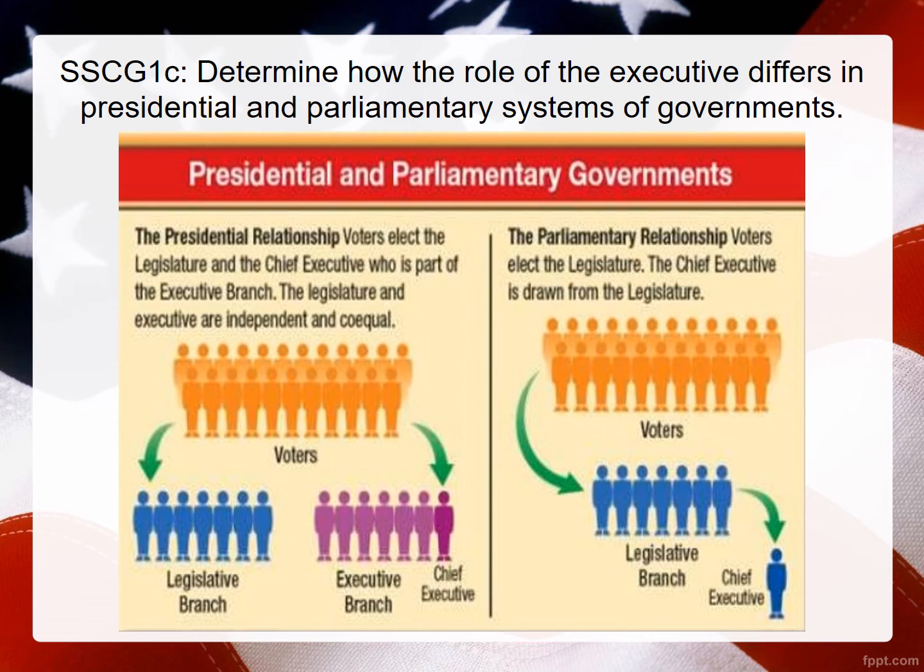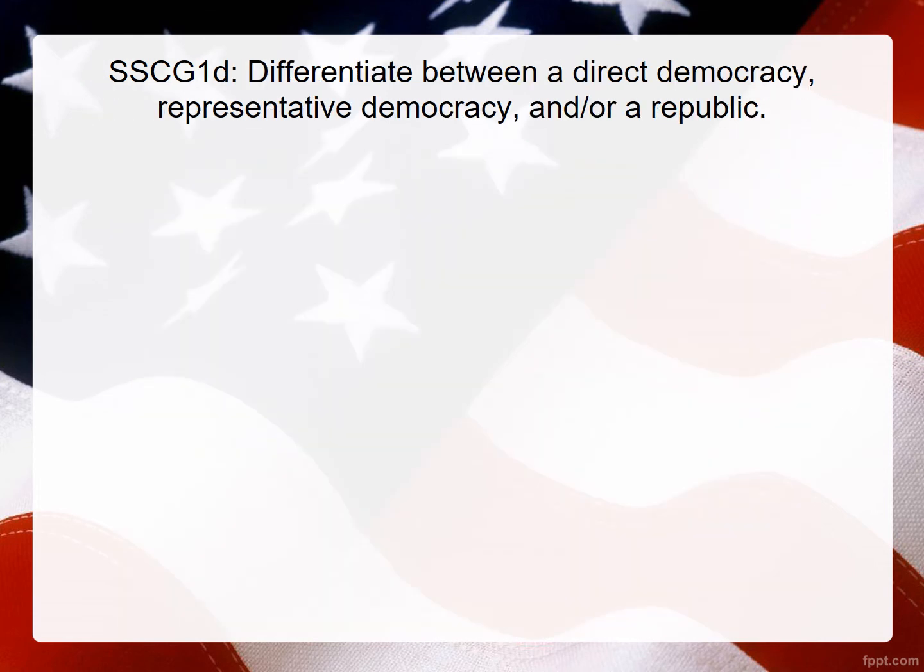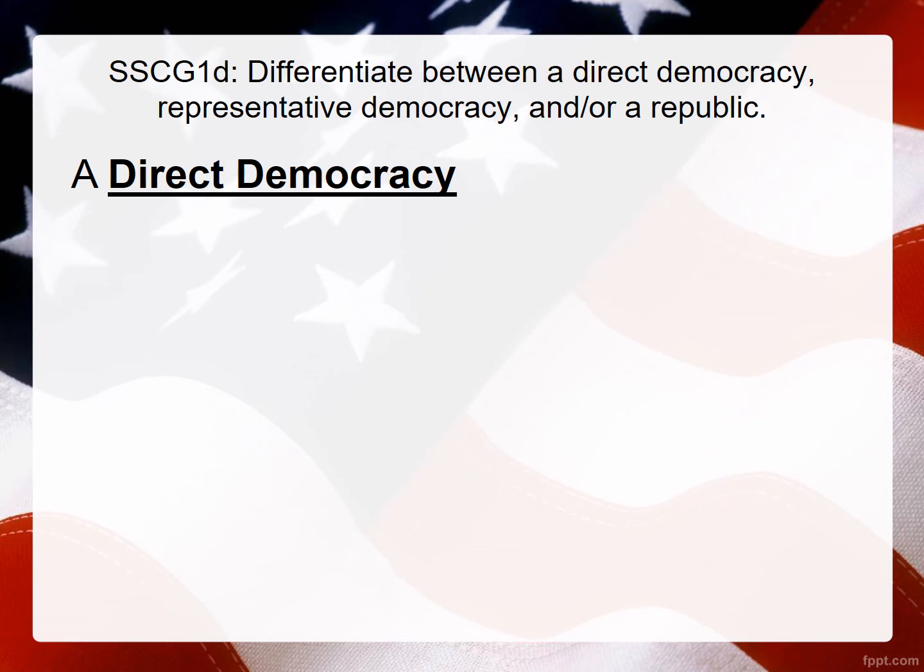So those are the two different types, and then to give you a contrasting view of presidential and parliamentary governments, you will need to remember those different types. The next thing is we're going to look at and differentiate between a direct democracy and a representative democracy, or republic. Okay? Now, a direct democracy.